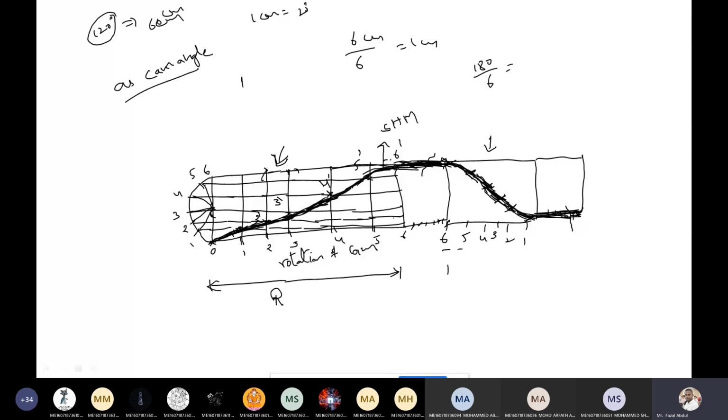We have 4 stages: this is the first stage, the 2nd stage, the 3rd stage, and the 4th stage. For the 4 stages, the angle will be given in the question. As per the angle, you need to convert into centimeters, then draw the line.